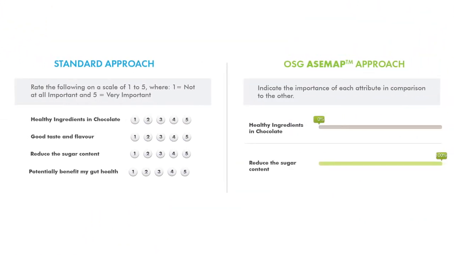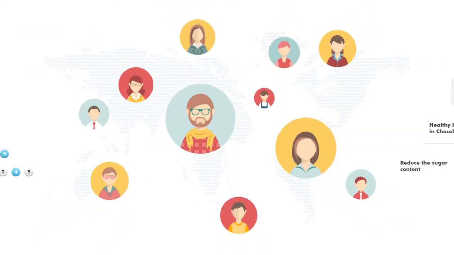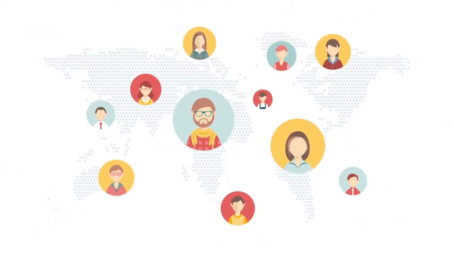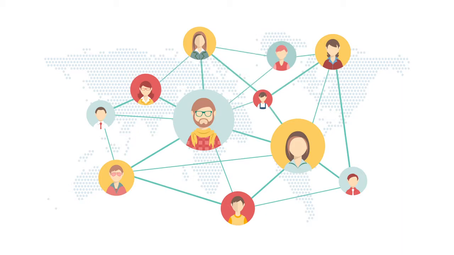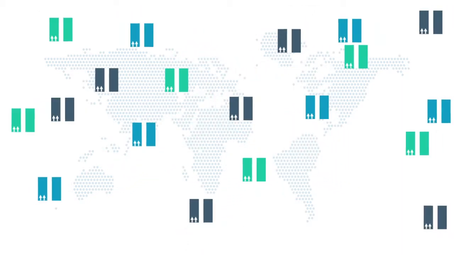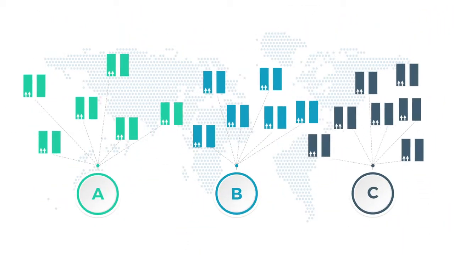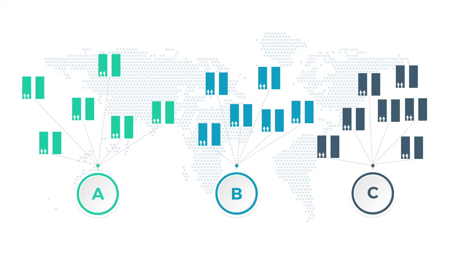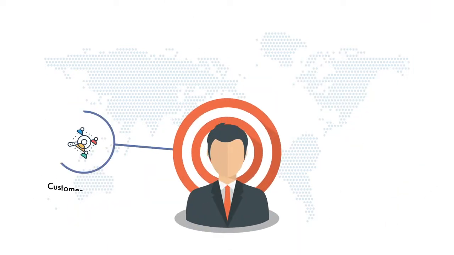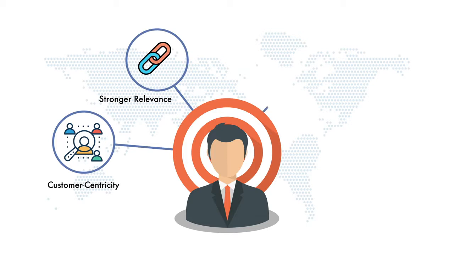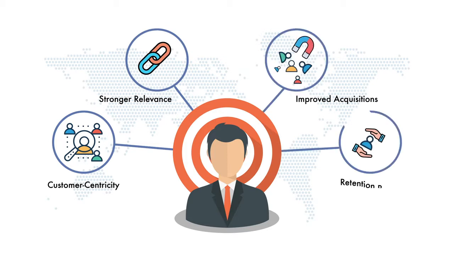OSG-SEGMENT starts by using ACEMAP, our proprietary behavioral analytics platform, in a survey that allows customers to prioritize the benefits that matter most to them. By understanding customer choice patterns, we identify actionable customer segments. Value propositions are developed based on what uniquely appeals to each segment. This ensures customer centricity and stronger relevance, leading to improved acquisition and retention rates.